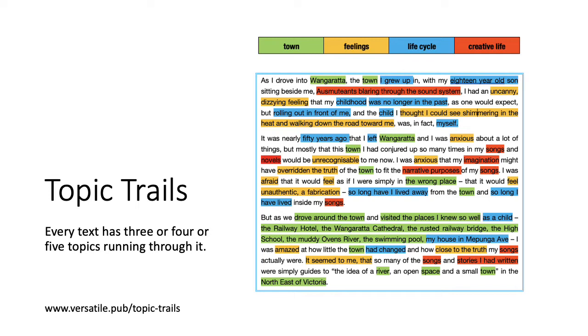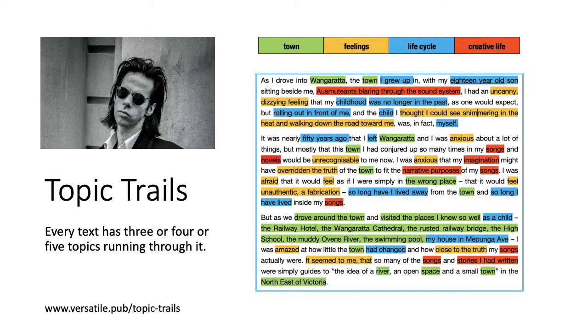One of the sample texts in VersaText is called Wangaratta, the name of the town where Nick Cave grew up. Indeed, this text is by him, and you can see that there are words and phrases related to the 4 topics listed at the top. For example, everything highlighted in green is related to the town topic, everything in yellow to feelings, etc. For more information about topic trails, see the website/topic trails.